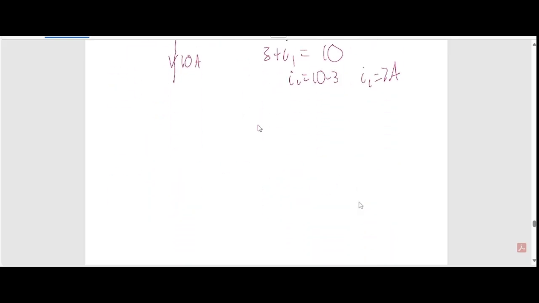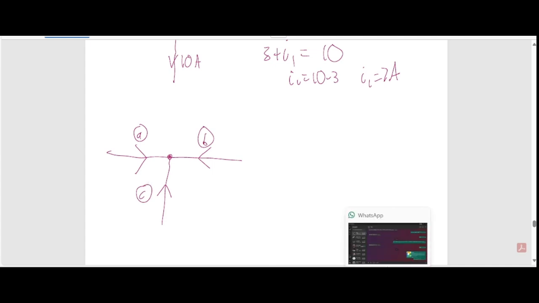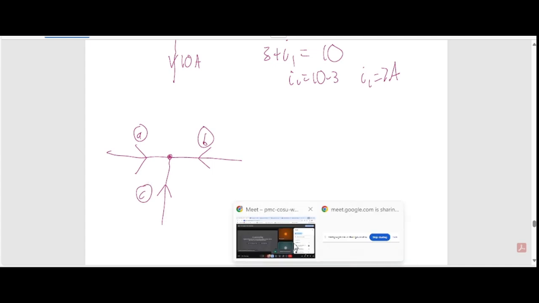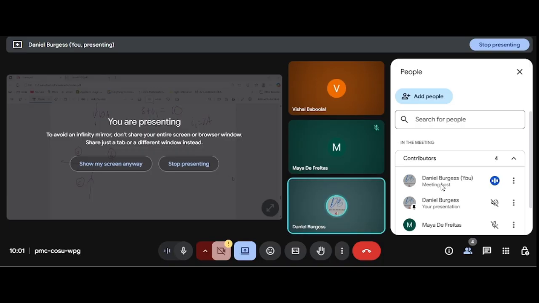Obviously, by law, you can't have this. Can anybody tell me why you can't have this? Well, you could, but you can't. Think about it. Can anybody tell me why that can't work?